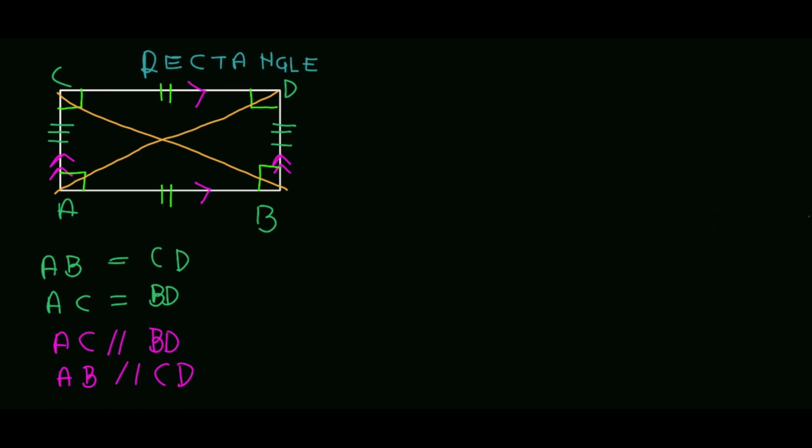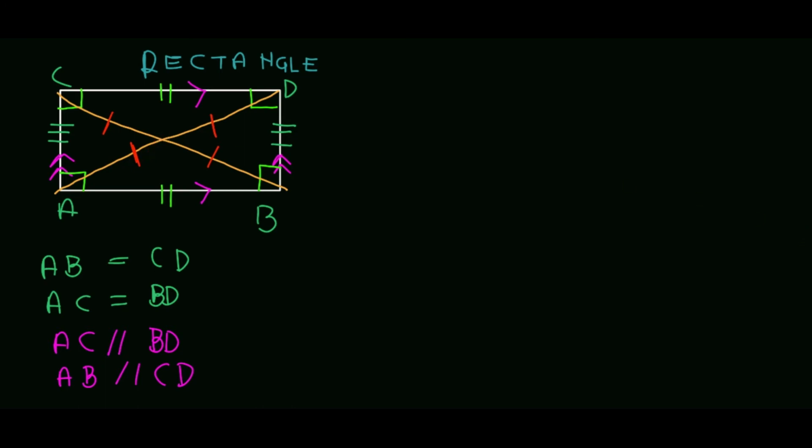Diagonals bisect each other, but these diagonals do not bisect at 90 degrees like the square. In addition, these diagonals are equal. So BC equals AD. Because diagonals are equal just like the square, this one and this one are equal, and also this one and this one.